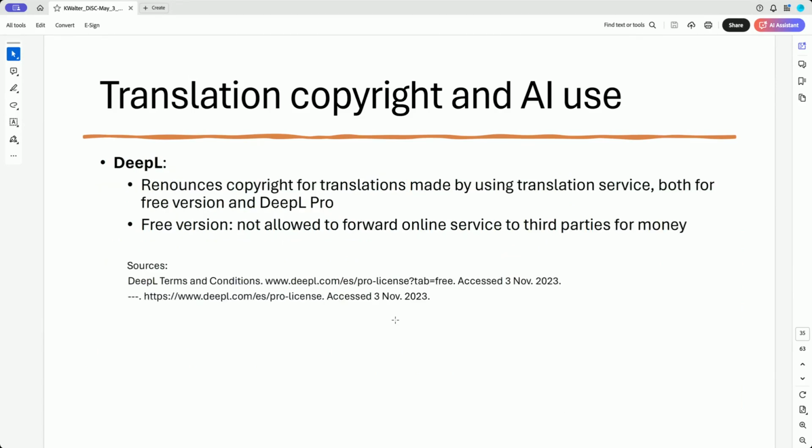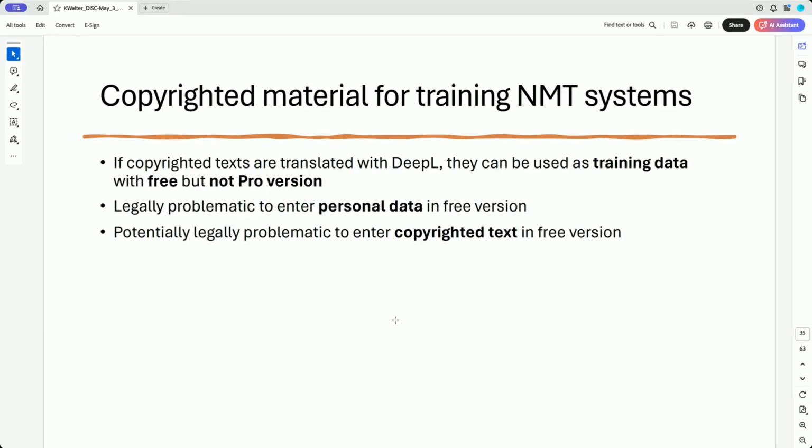In their terms and conditions, DeepL renounces the copyright for translations made by using their translation service, both for the free and the paid version. With the free version, they're explicitly stating that you are not allowed to forward their online service to third parties for money, I suppose, without making any changes. If copyrighted texts are translated with DeepL, they can, of course, be used as training data with the free, but not the pro version. So it's definitely legally problematic to enter personal data in the free version, and it's potentially legally problematic to enter copyrighted text in the free version as well.